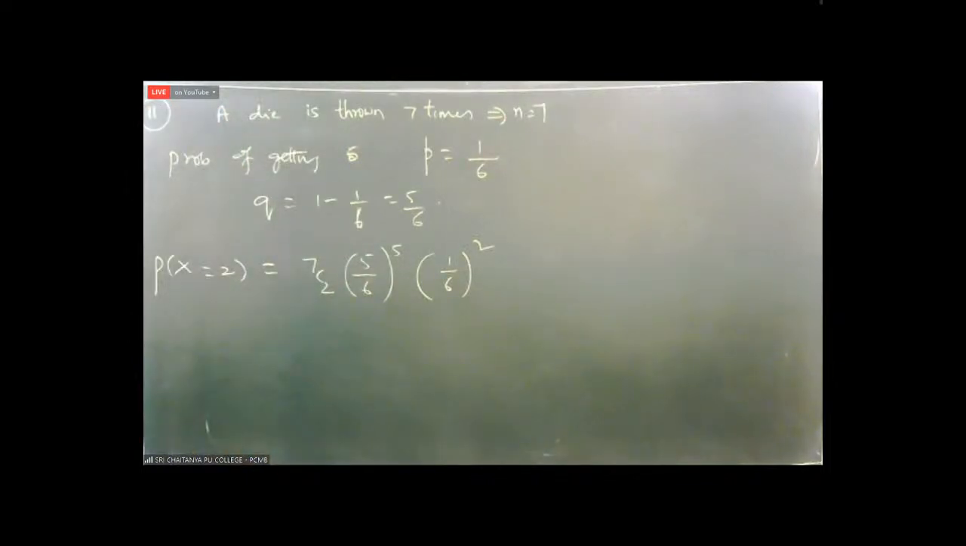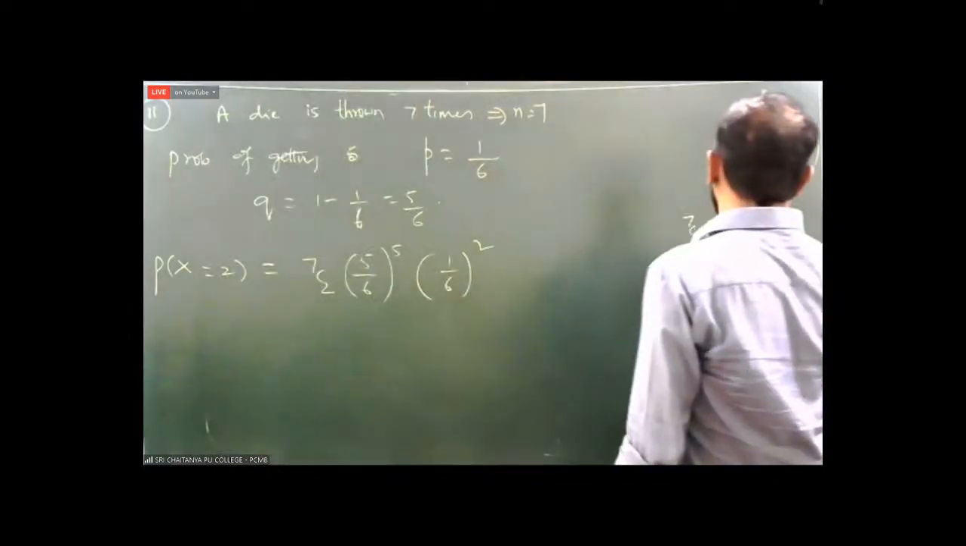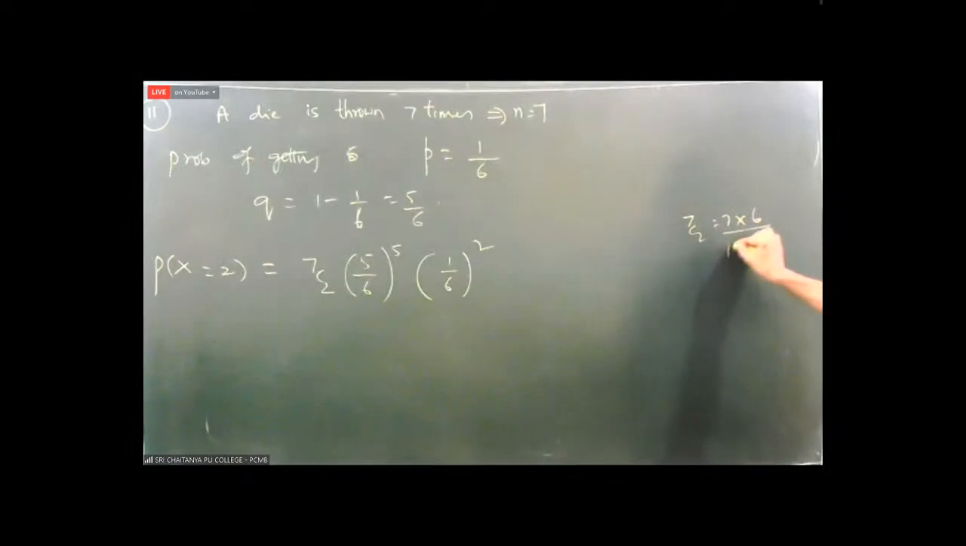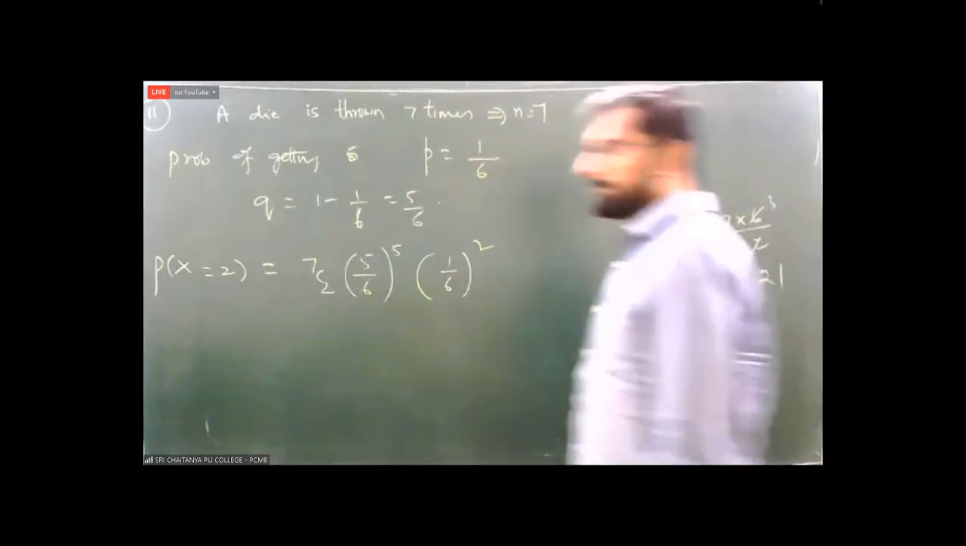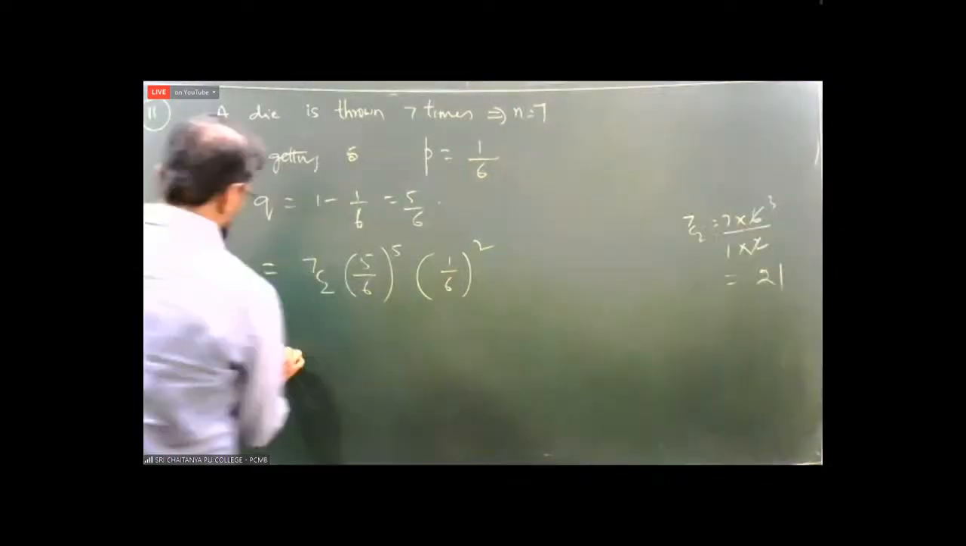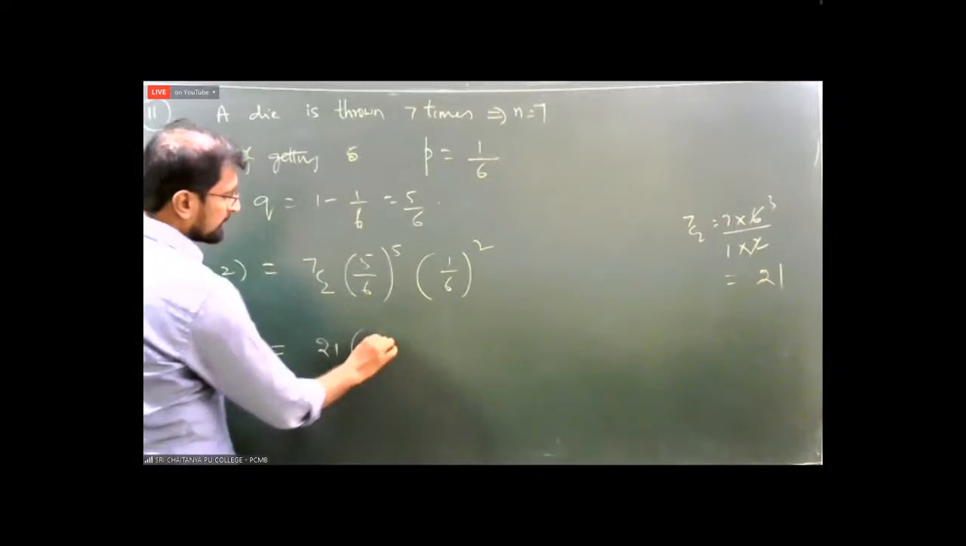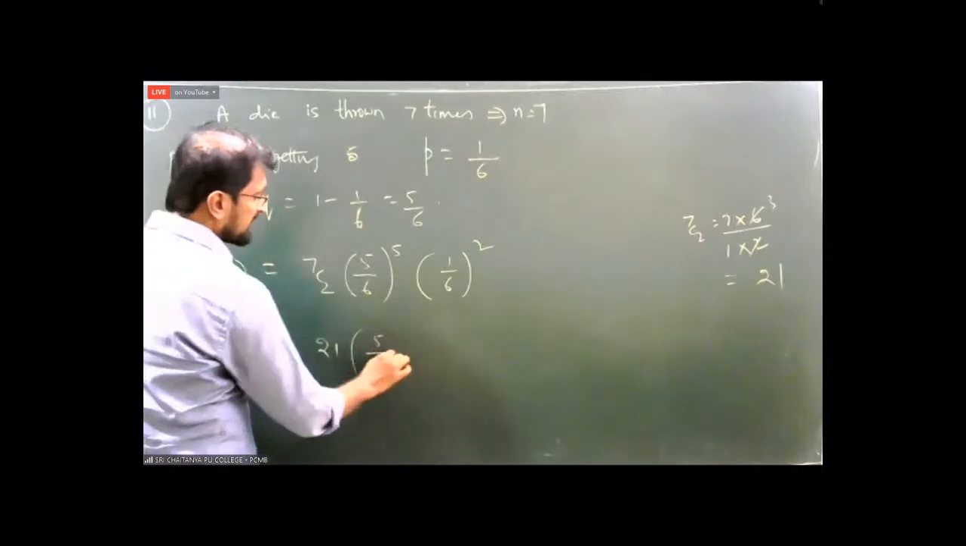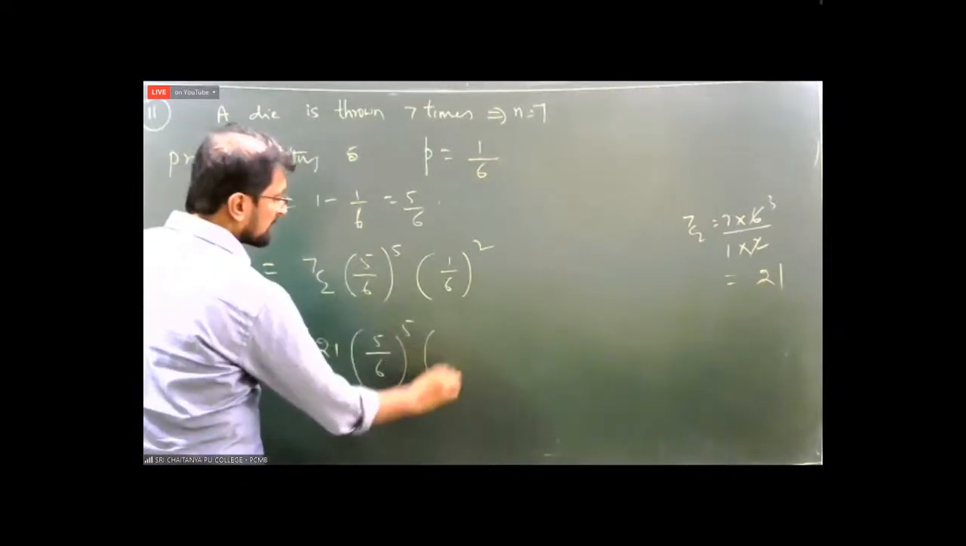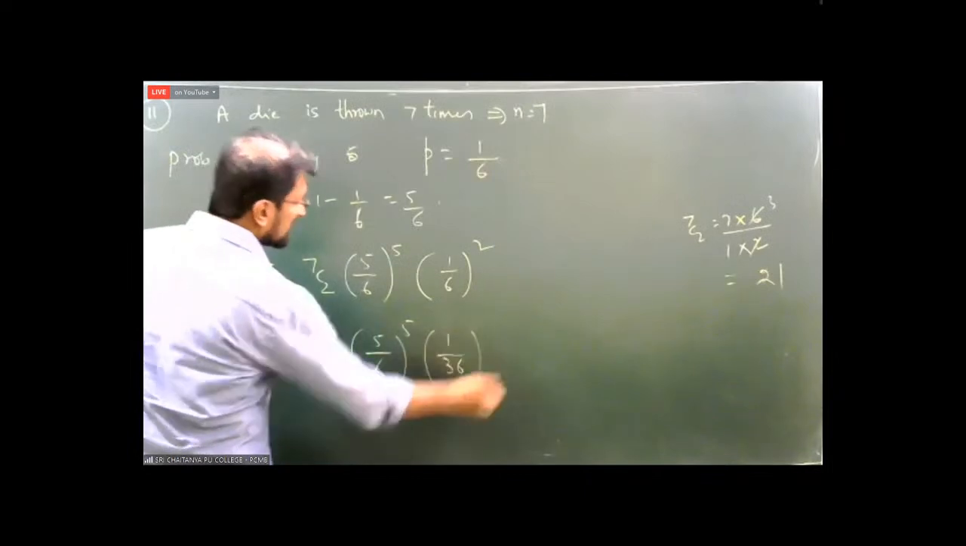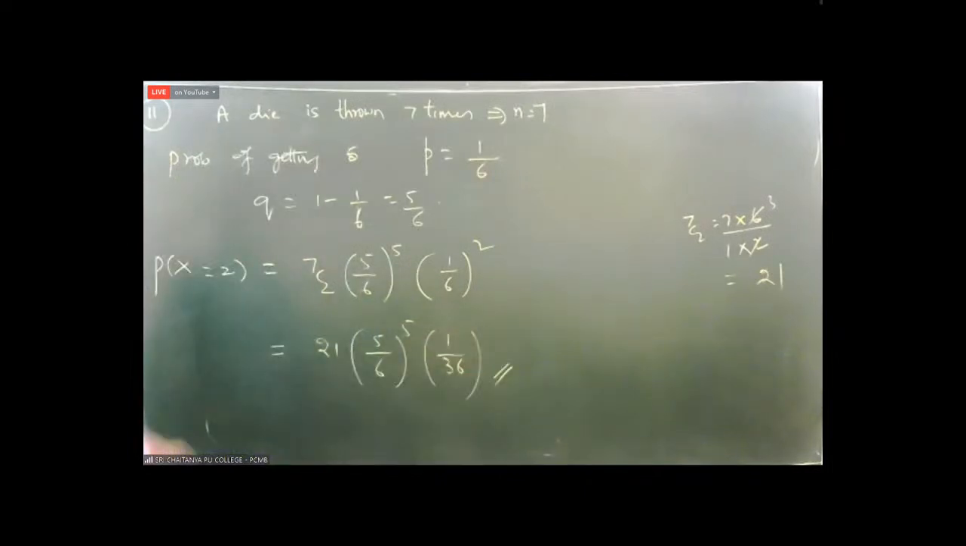What is the value of 7C2? Observe, 7C2 is equal to 7 into 6 by 1 into 2, which is 21. So 21 into 5 by 6 to the power of 5 into 1 upon 36. Simplify this one, you are going to get the answer. Otherwise, you can keep it as it is.